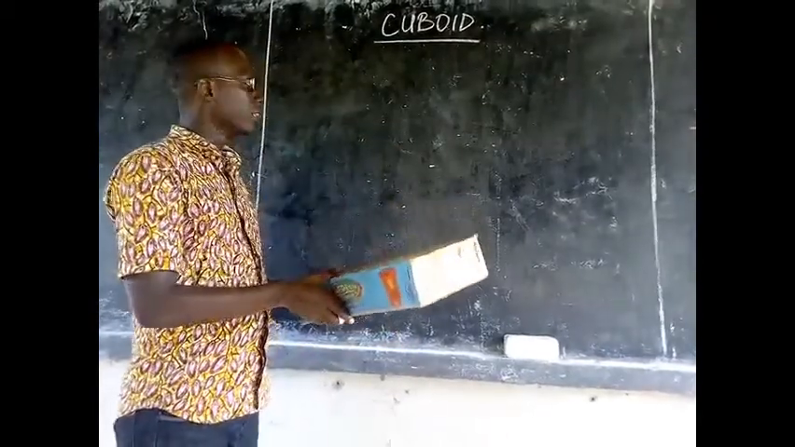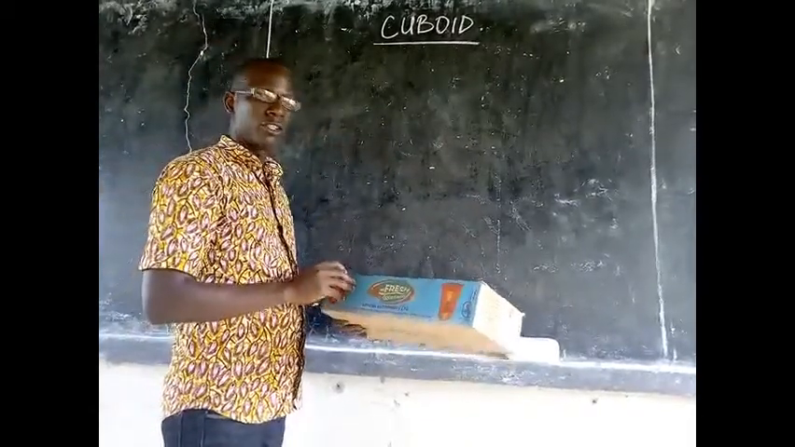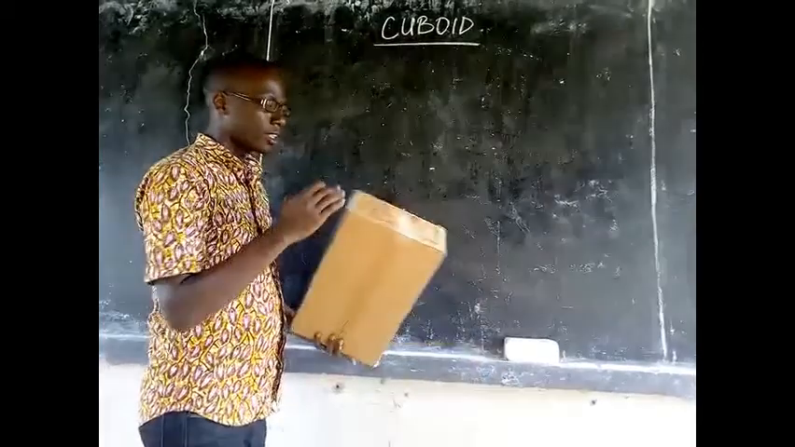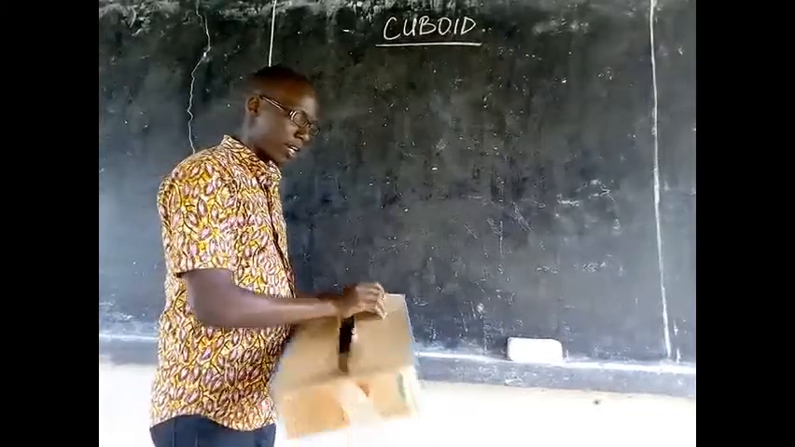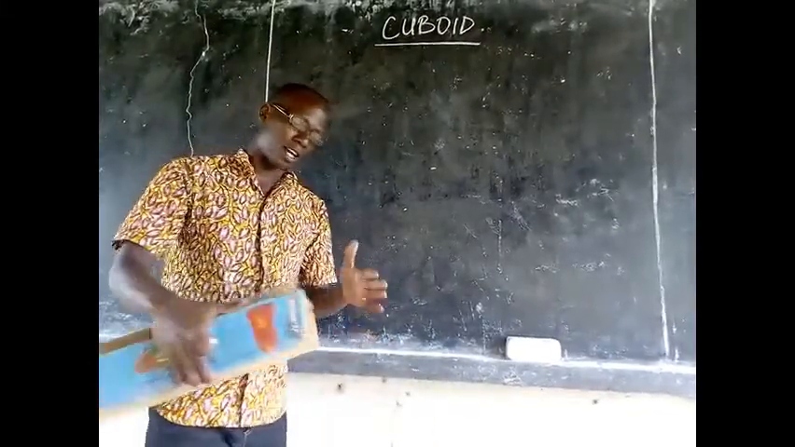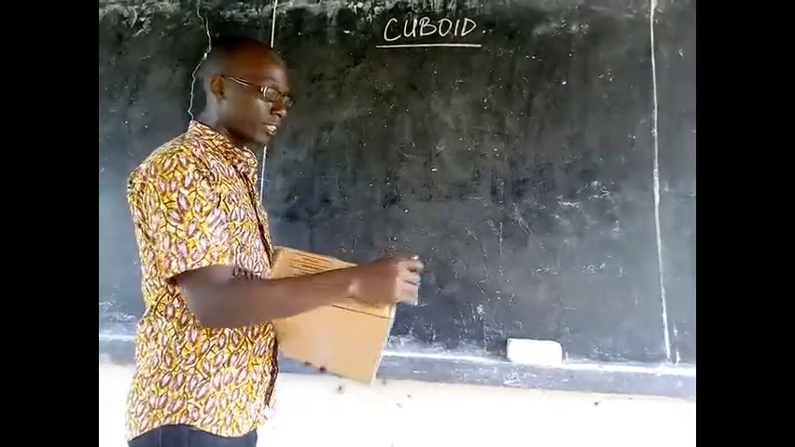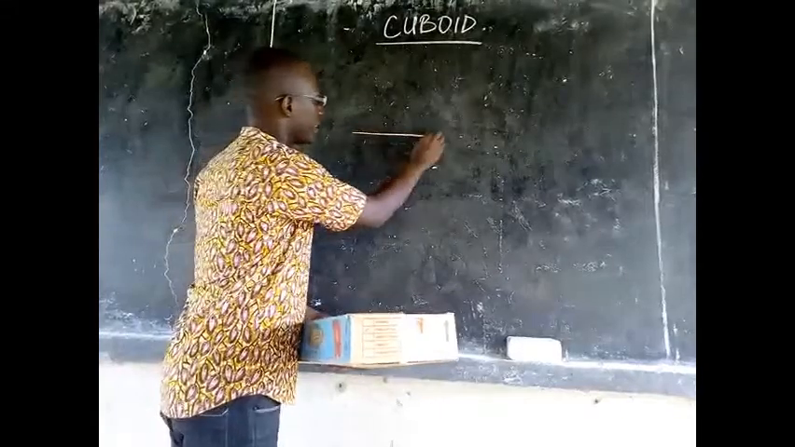Now, if you are to draw this cuboid, first of all, it is made up of rectangles. This one is a rectangle, this is another rectangle, this is another rectangle, this is another rectangle, this is another rectangle, and this one is another rectangle. Meaning that if the cuboid is made up of rectangles, you can best draw it like this.